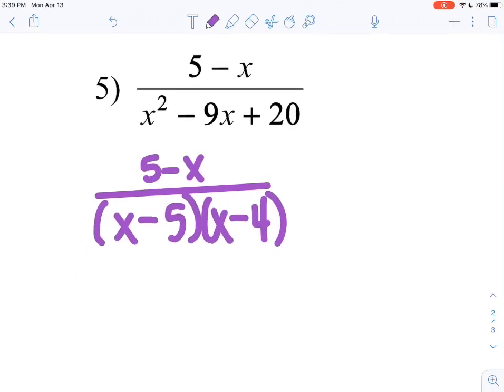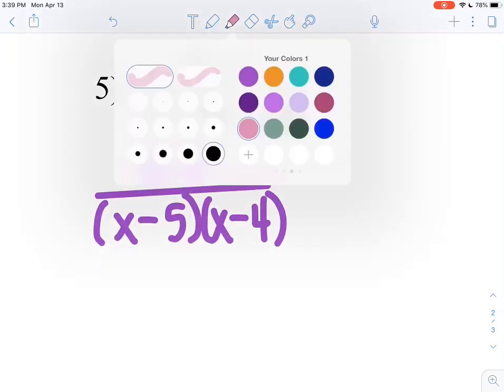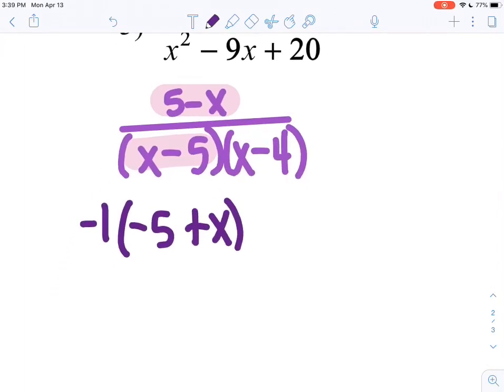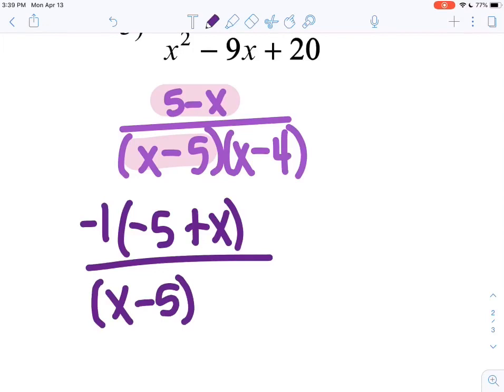Now hopefully you're noticing that these match almost, right? 5 minus x isn't the same exact thing as x minus 5, but there's something I could do to make them the same. It's the same two terms, but they are opposite signs. So to fix that, I'm going to factor out a negative 1. If I did that, this 5 would become negative, and this x would become positive, right? And everything else would stay the same.